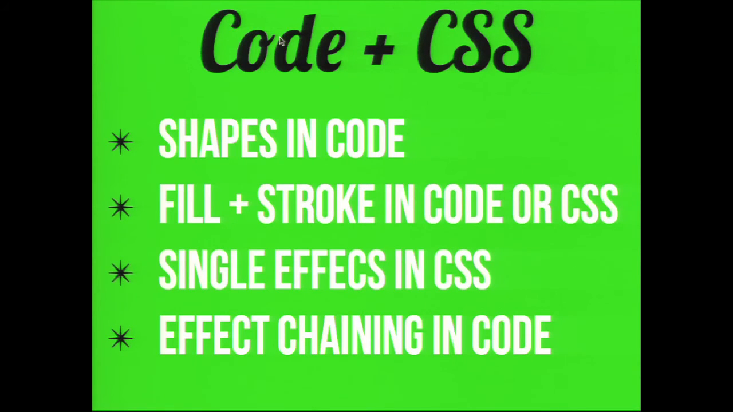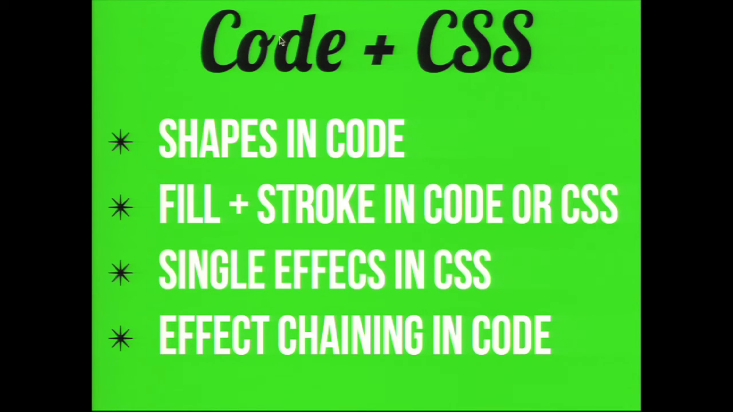Okay, so let's see what we do. We created the shapes in code, the fill and stroke either in code or in CSS. We have single effects in CSS, and we have effect chaining in code. So you can really use every possibility. The problem is you mix it up, and that's not so nice for supporting it afterwards. Because then you never know. And that's also the reason why I don't know, should I use code or CSS, but I would like to stick to one of these.